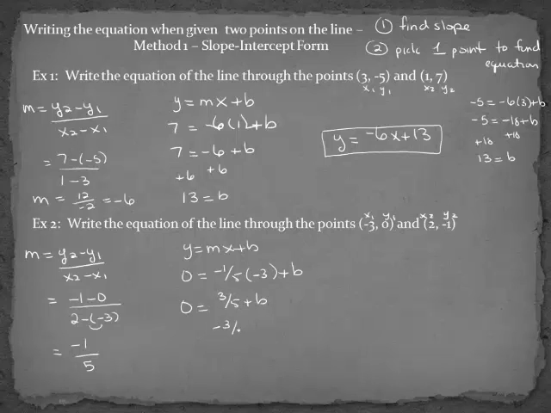I subtract 3/5 from both sides, and this is why I chose the point with the 0. And b is equal to -3/5. So I get y is equal to -1/5 x minus 3/5. And I would have gotten the same answer had I used the other point. I just would have had some more work to do with the fractions.